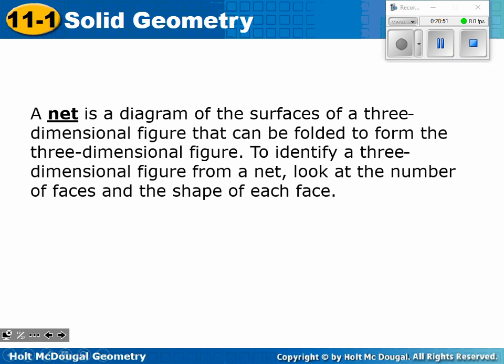Triangles means pyramid. So what is this going to have to be? Pyramid. What is this going to have to be? Prism, because it's made up of rectangles or parallelograms. What is this going to have to be? Pyramid. So a net is simply a diagram of a three-dimensional figure that can be folded.